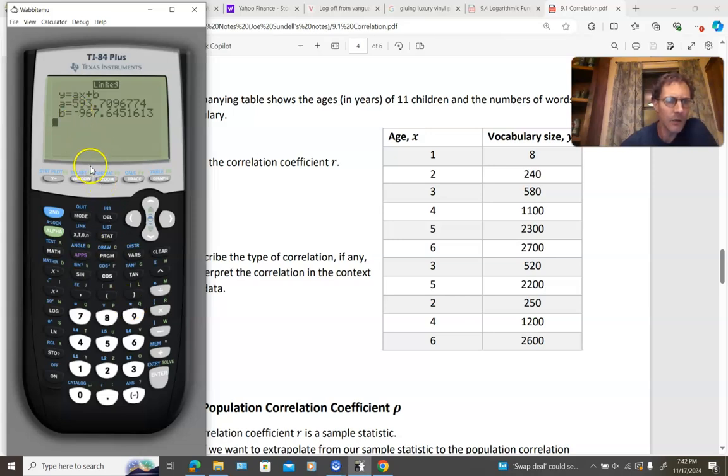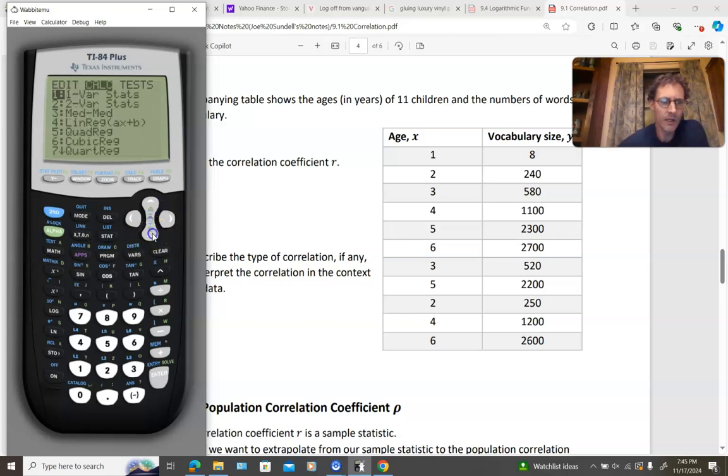Well, this is not giving us R. Let's see. Oh, I know, I'm going to the wrong thing. Alright guys, I think I know what's going on. Yeah, so we're doing it the right way.